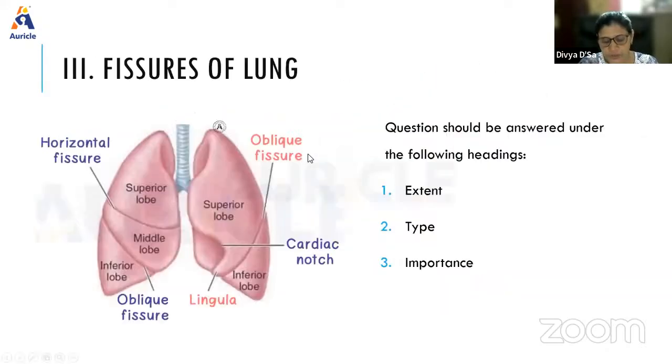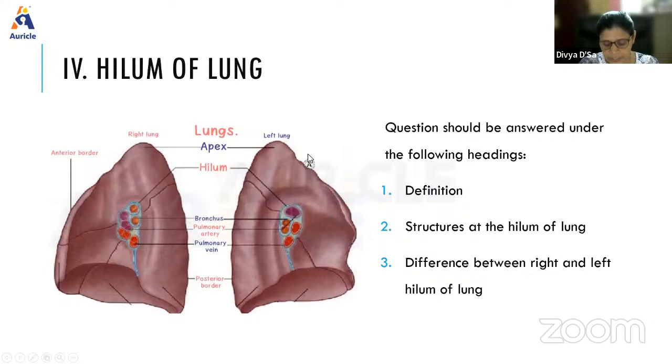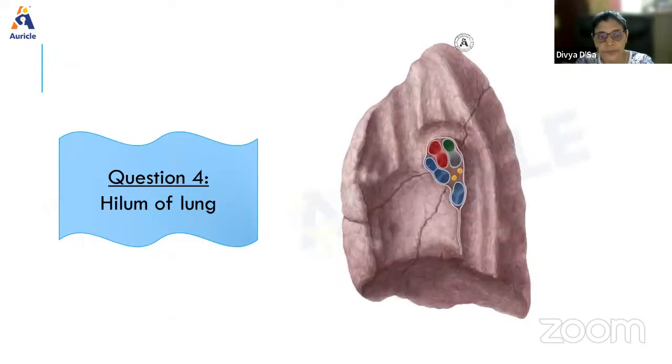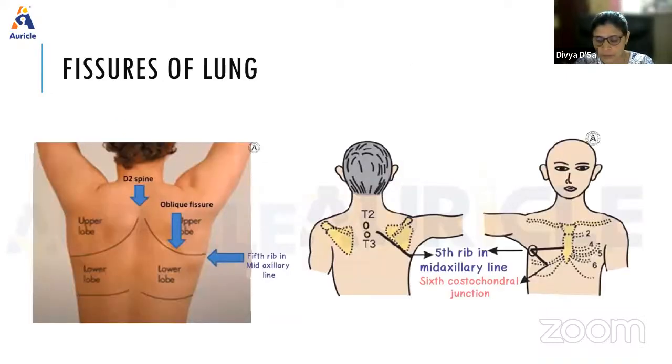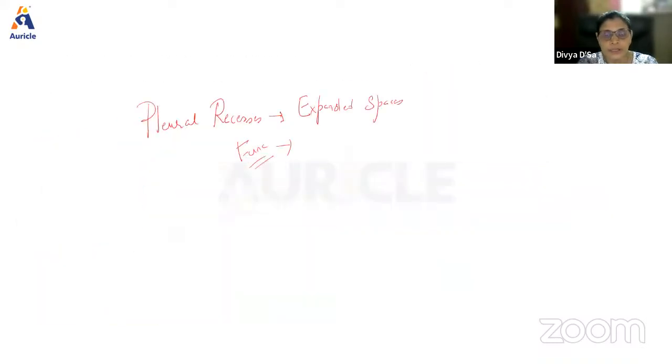So why are they helpful? What is the function of these pleural recesses? Why do we have them in the first place? They allow for the expansion of the lung, especially during deep inspiration. So it serves as a reserve space for the lung to expand, especially during deep inspiration. That is why we have those spaces. So that is the importance of that.